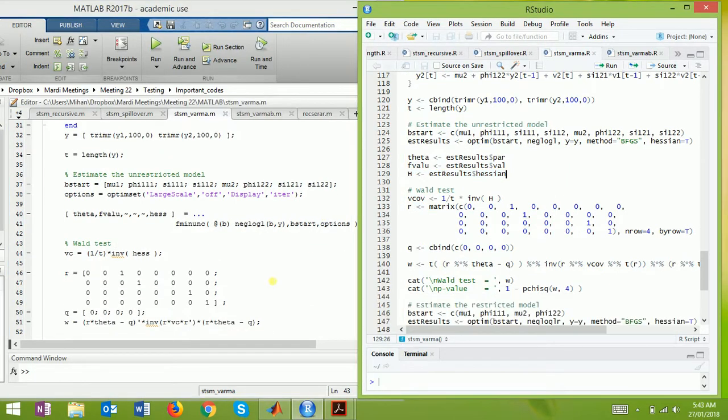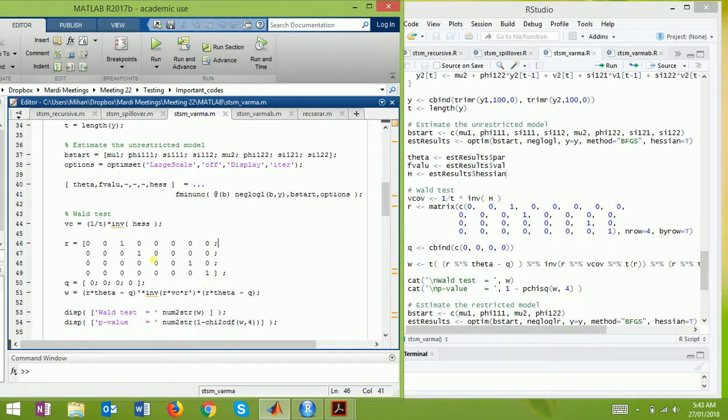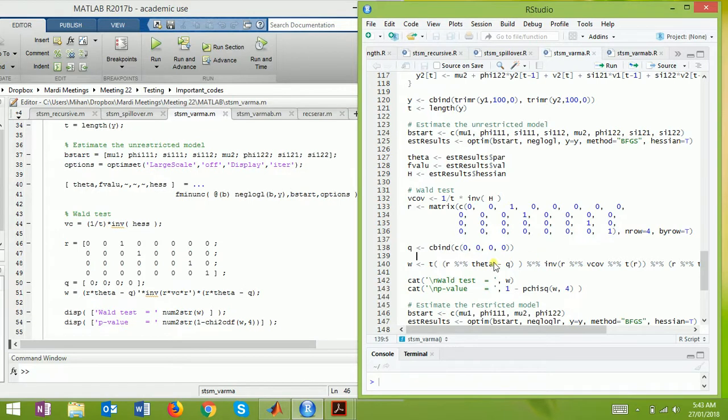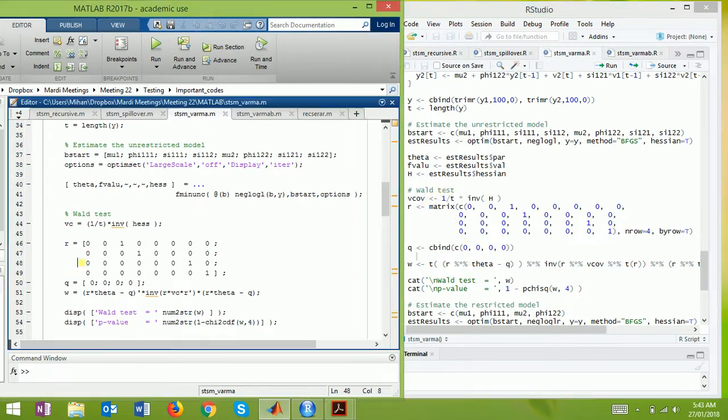So now we can do some Wald test. The Wald test for the vector autoregressive moving average model equation uses 1 by t, the VC variance covariance matrix. We'll start with the variance covariance matrix, which is 1 by t inverse of Hessian, in both cases. Now the interesting part is the Wald test.